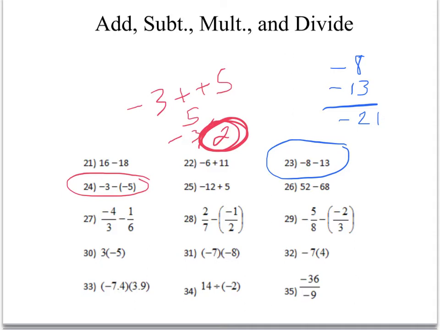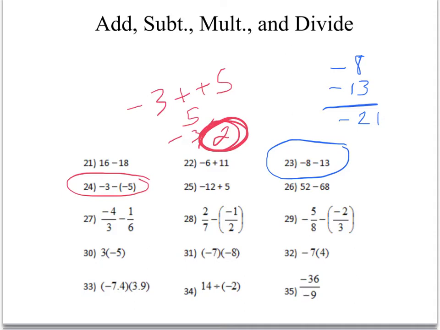It's also great practice here. Notice 27, 28, and 29. You have to combine what you know with our fractions with what we have learned about adding and subtracting negative numbers. Same thing in problems 30 through 35. It's multiplication and division problems. You should be able to do all of those as well.